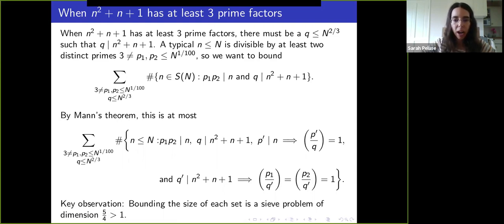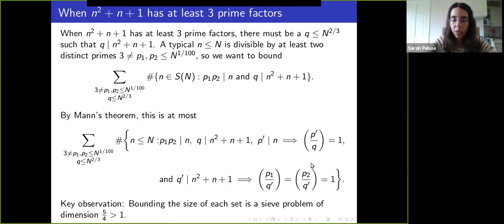So this is an example of what I mean by Mann's theorem being strong enough that we can afford to lose something by applying the union bound, because we gain a lot more back by using Mann's theorem and an upper bound sieve. Okay, so why is bounding the size of this set a sieve problem of dimension 5/4?